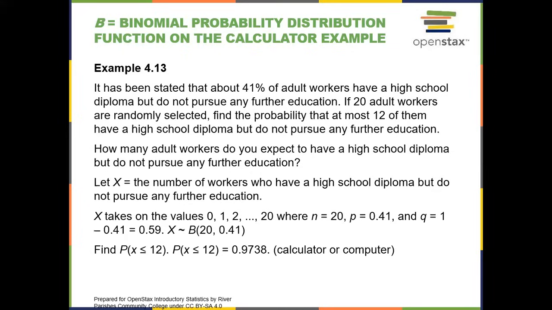Hit enter. Here, number of trials is 20. Probability of success is 0.41. And you want to add up to 12. So your X value, which is the last value in your addition, from 0 to 12. So X value is 12. Paste, enter, and enter. And the answer is 0.973.